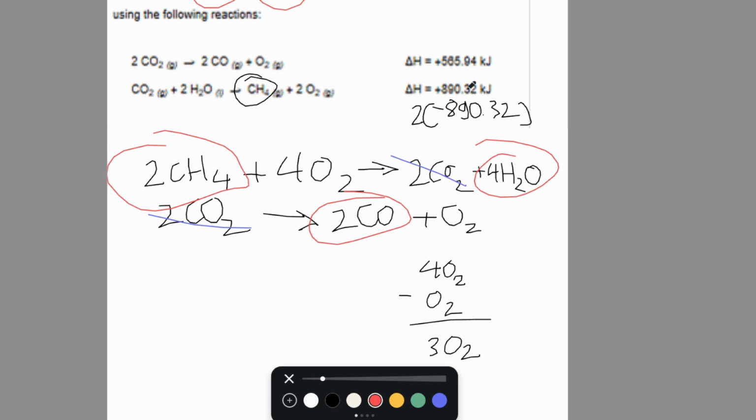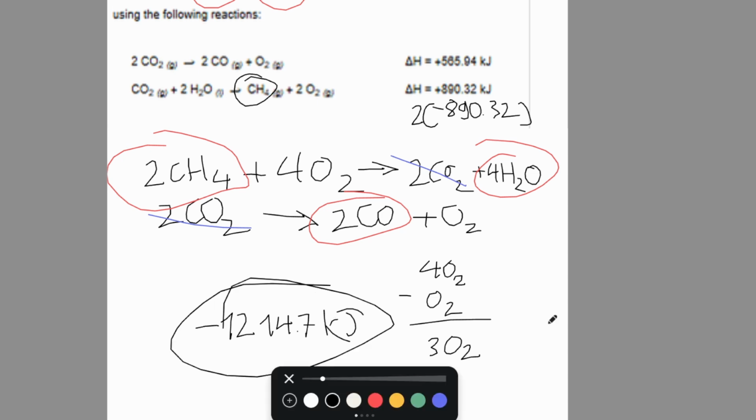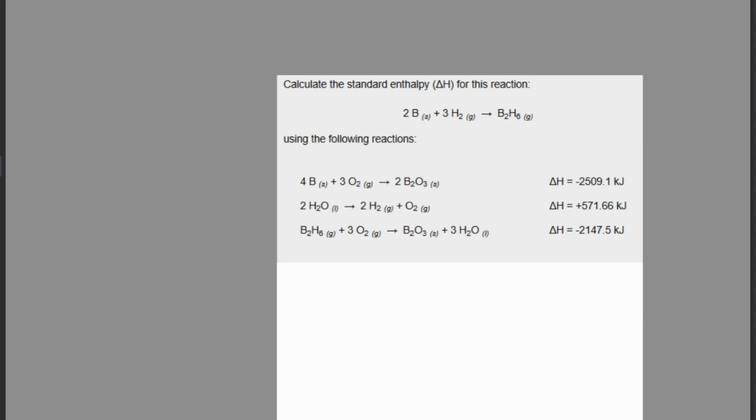So in total, you should get negative 1,214.7 kilojoules. Yeah, let's move on to the next one. All right, let's move on.